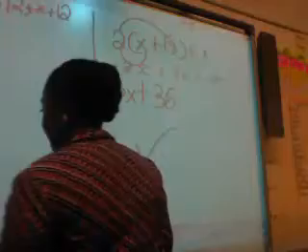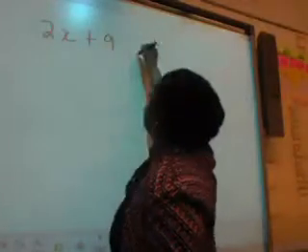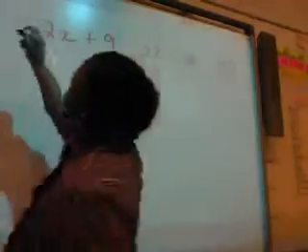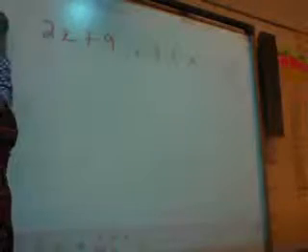For this one, we have 2x plus 9. Let's put that in. 2x plus 9 plus 2x minus 12. Okay? Now, we want to find out, is this equivalent to 24 plus 4x? So, we're trying to find out, is this equation equivalent to 24 plus 4x?